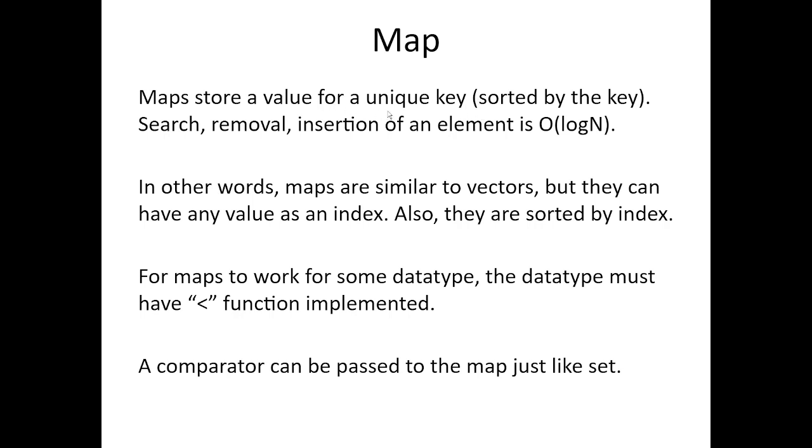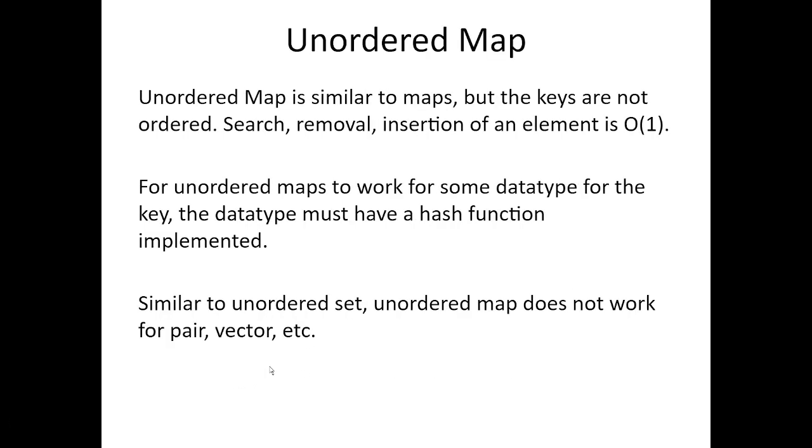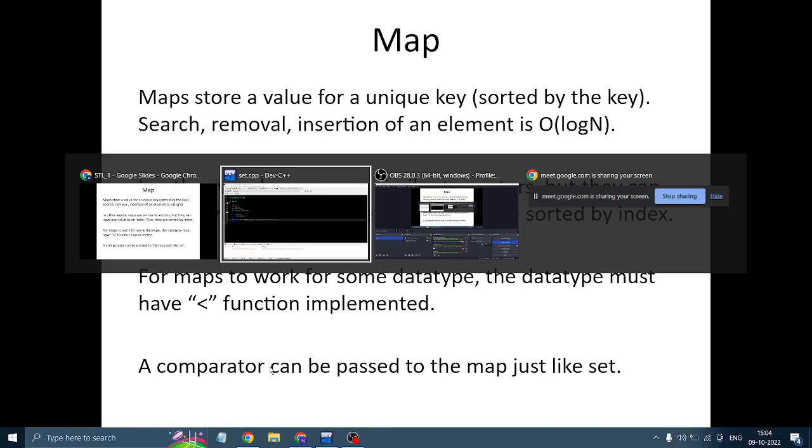Similar to a set, maps are sorted by keys. Again, search, removal, and insertion of elements have the complexity of log n. As I said, they can have any value as index. Again, as we saw in set, the data type has to have a comparison function implemented. And similar to a set, we can pass a custom comparator. So I'll just show you the code for map.